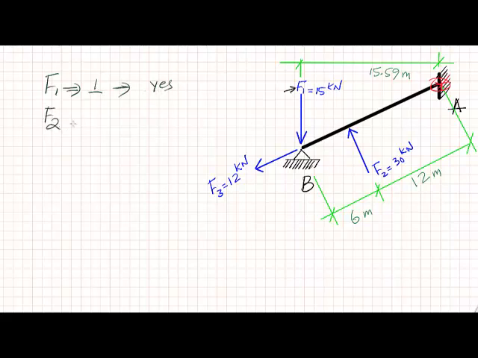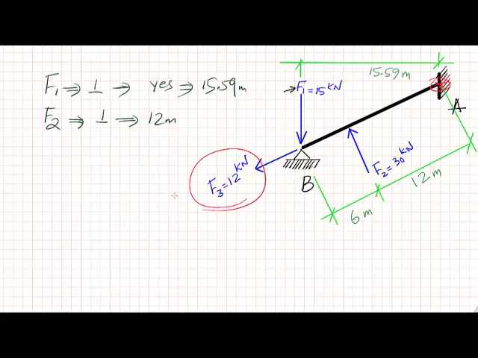Now for F2, this is F2, and what is the perpendicular distance? This is the perpendicular distance between F2 and point A. Do we have a perpendicular distance for this one? Yes, we do have one, and it is equal to 12 meters, and for this one it is equal to 15.59 meters.